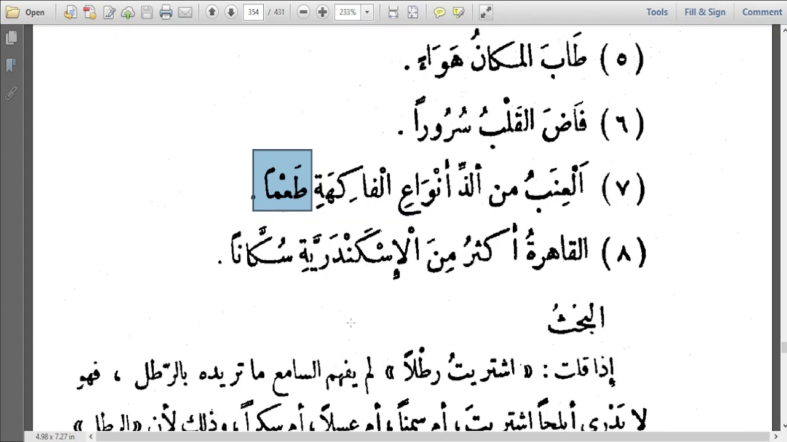Al-Qahiratu aktharu min al-Iskandariya. Al-Qahira is Cairo, the capital of Egypt. Al-Qahiratu aktharu min al-Iskandariyati. Cairo is more than Iskandariya. This sentence you really understand. More than it in terms of what? Is it in terms of cash, in terms of cars, in terms of what? Then it says Sukkanan. In terms of its Sukkan, meaning its residents or inhabitants. So Cairo is more populated than Iskandariya. So the Sukkanan here comes to clarify what we intend by the whole sentence.